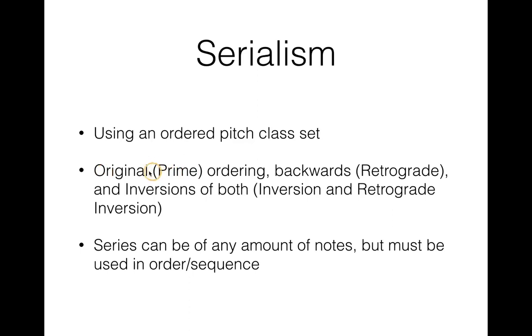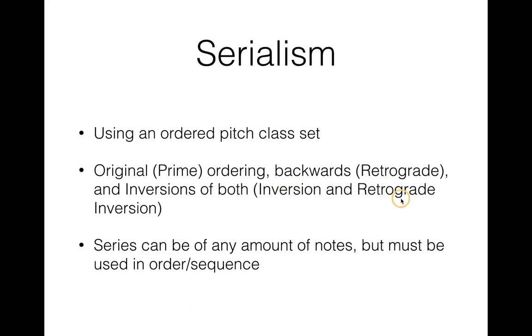There is the prime ordering, which is the original idea or the original ordering of the row. You can also read it backwards, which is the retrograde. You can also invert a row form, much in the same way that we invert a pitch class set. And then we can also read the reversal of that inversion. So we have 4 row types. We have prime, retrograde, inversion, and retrograde inversion.